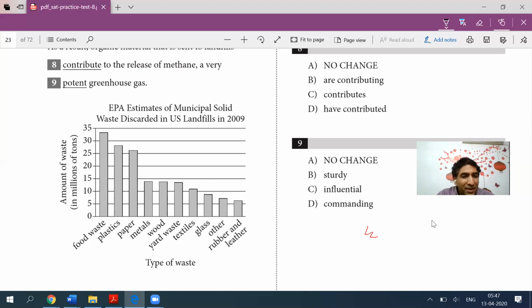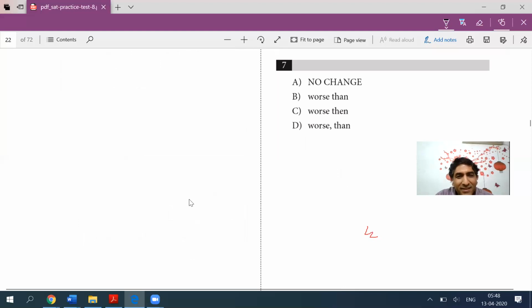So the x-axis has the type of waste, and the y-axis says amount of waste, in million tons. All right, so I can see food waste is the highest, and rubber and leather is the lowest, and they are in the range from 7 to 35 million tons. And this is some agency telling about, yeah, 2009. So this is the year. Okay, so this is the data about it. Let me see what the question says.